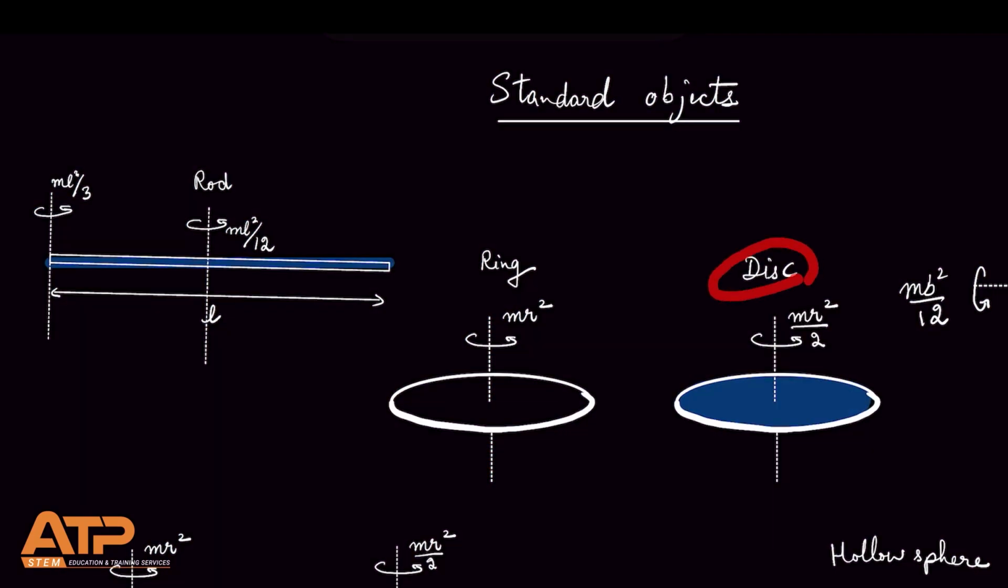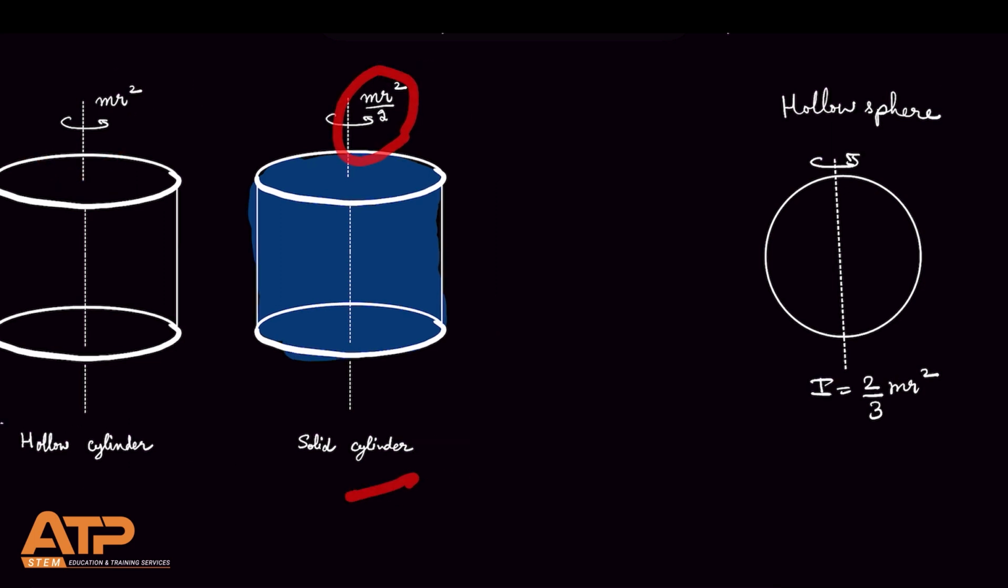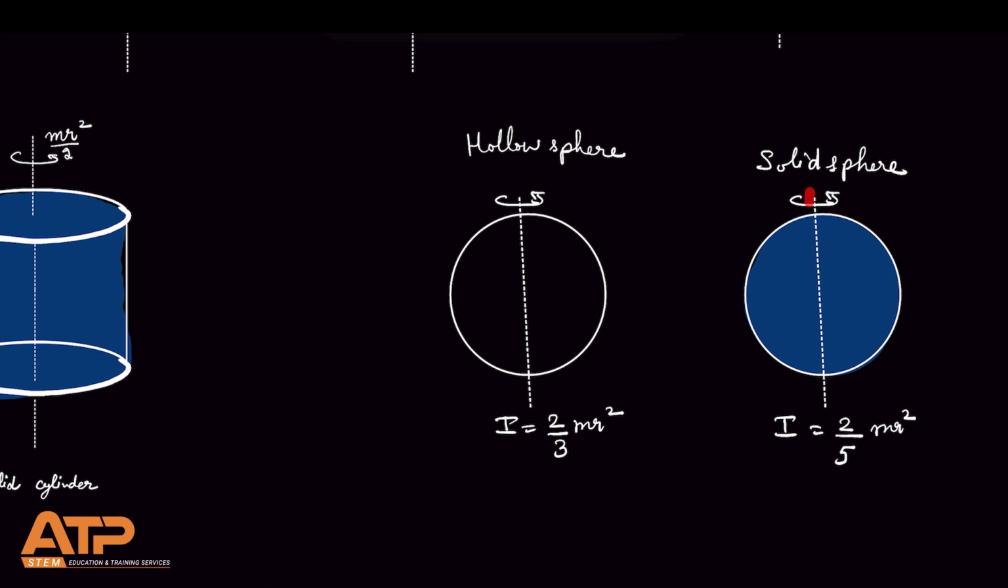For a disc, it's going to be mr square by 2. For a hollow cylinder, it's going to be mr square. For a solid cylinder, mr square by 2. For a hollow sphere through the diameter, 2 by 3 mr square. Solid sphere through the diameter, 2 by 5 mr square.